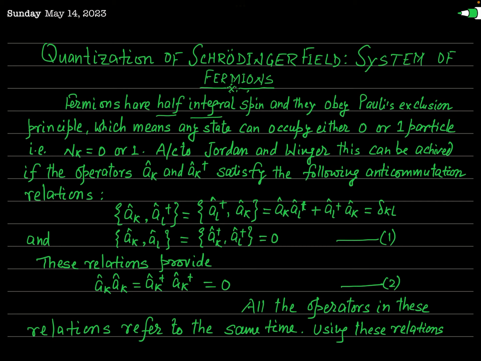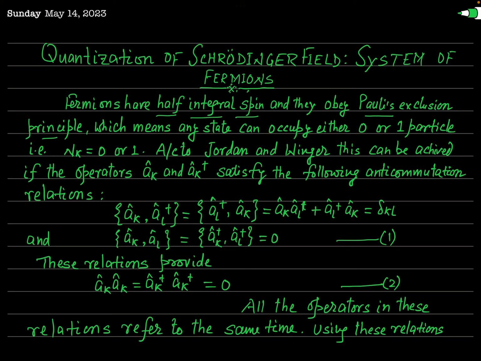When you say that fermions have half-integral spin, that means the spin of fermions is either ħ/2, or 3/2 ħ, or 5/2 ħ, and so on. And you also know that these fermions obey Pauli's exclusion principle. According to Pauli's exclusion principle, any quantum state cannot contain more than one fermion.